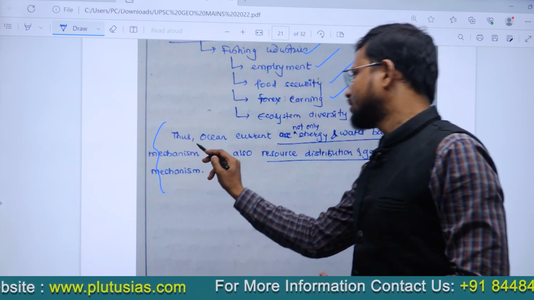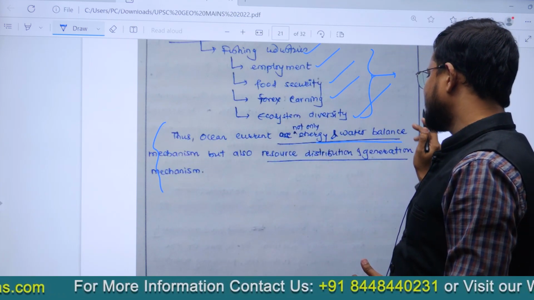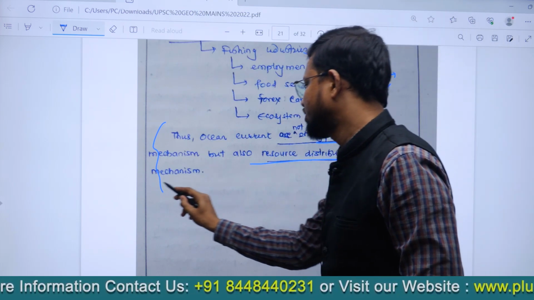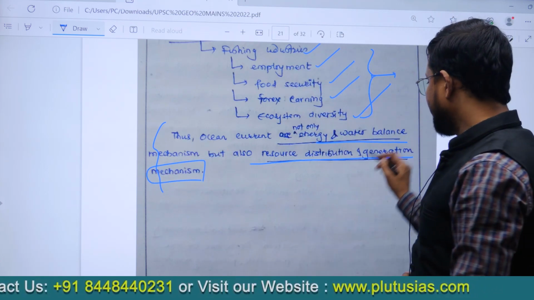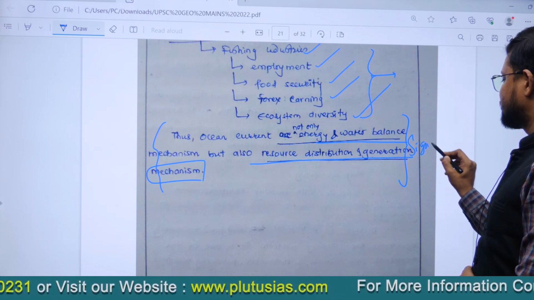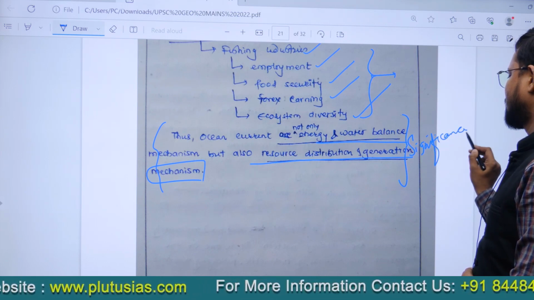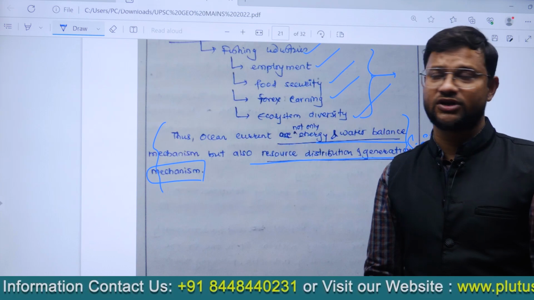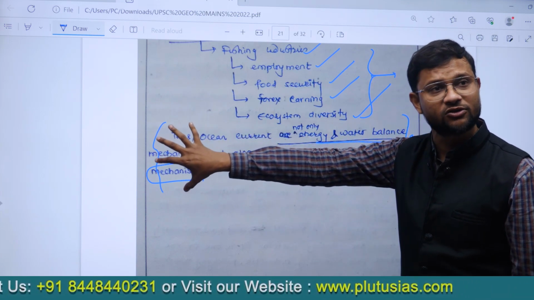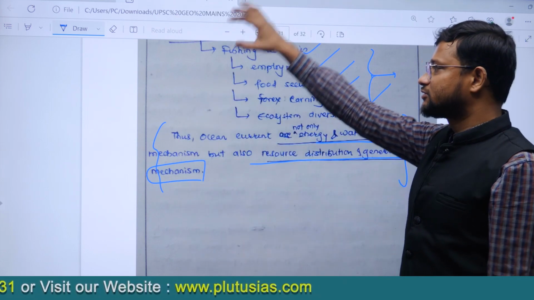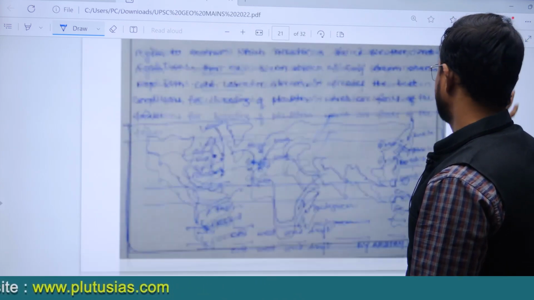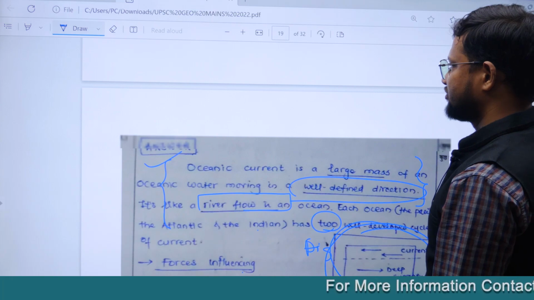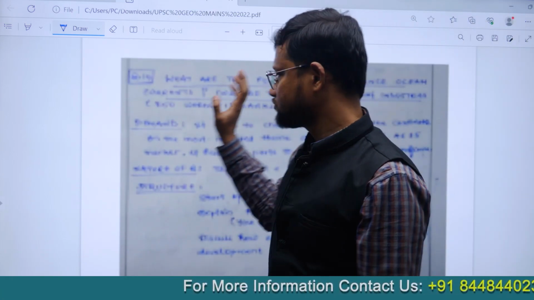So, the conclusion. Thus ocean currents are not only about energy and water balance mechanism, but also a resource distribution and generation mechanism. Again, this conclusion is based on the significance of oceanic current. I told you the conclusion must be optimistic and futuristic. Since it is a theoretical question, it must signify the overall importance of that particular point. So this is how you are supposed to approach this question on oceanic current. I suppose you are pretty much clear about this question.